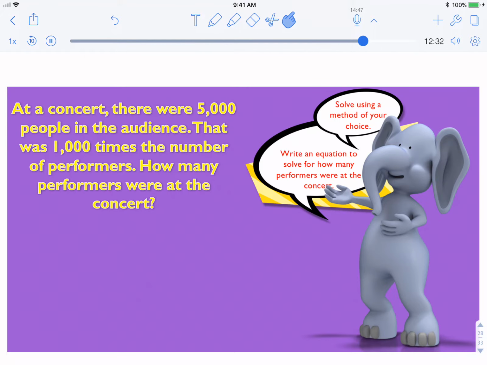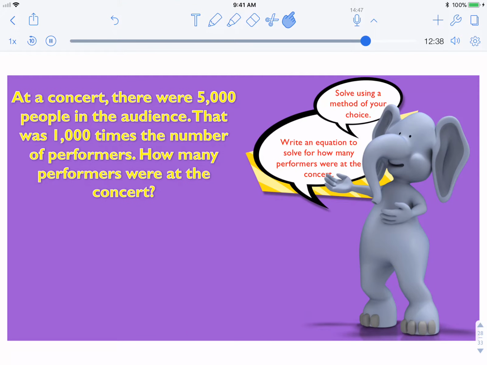So go ahead, use the space, pause, and solve using the method of your choice. You don't have to use a tape diagram. You can solve how you would like. My suggestion would be a tape diagram just because I feel a little more comfortable with those, but maybe you don't yet. So then make sure you write an equation to show how you would solve that.